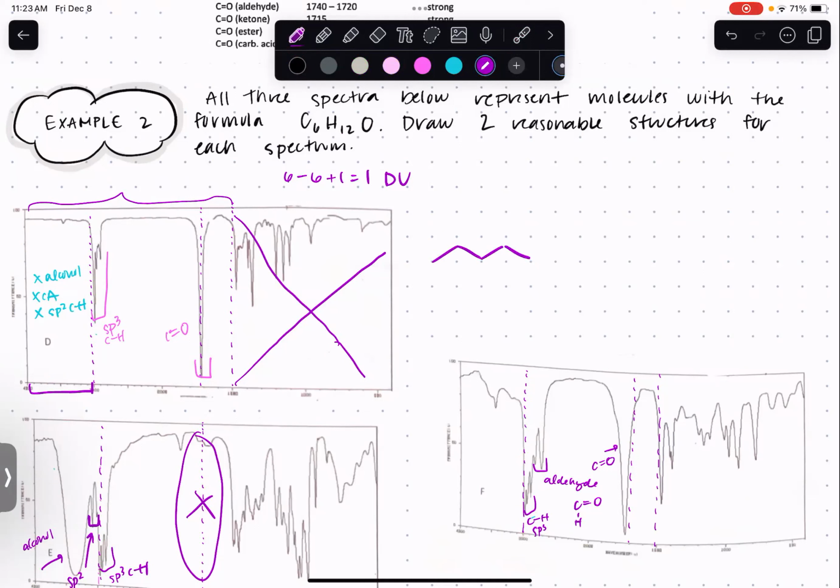So 1, 2, 3, 4, 5, 6. So I could draw it like that, or I could draw this one like this. Yeah, I think that's it actually. Yeah, that's it for this one. We could have either one of these 2 options.